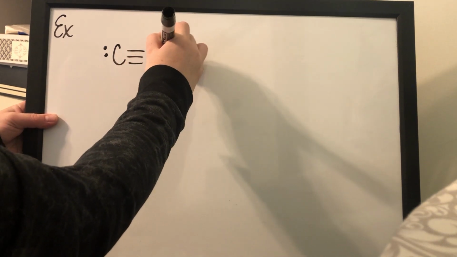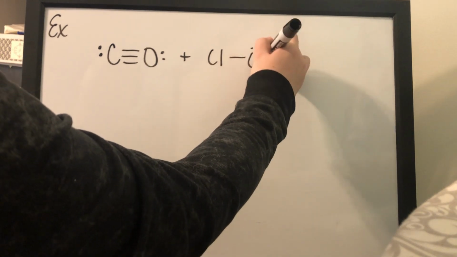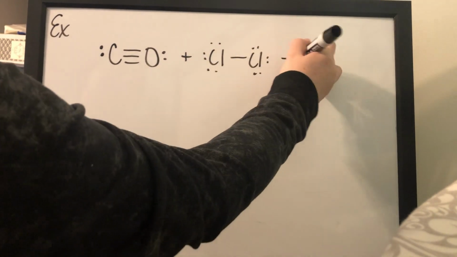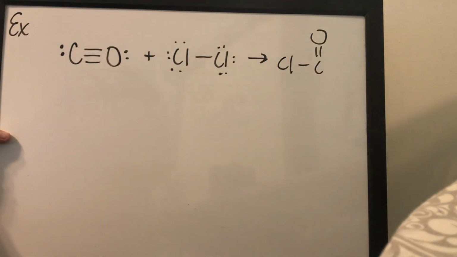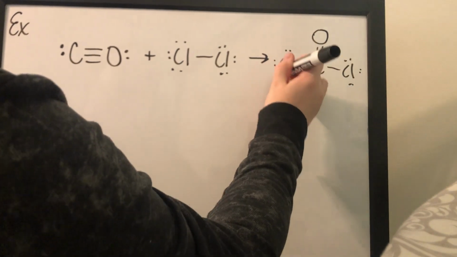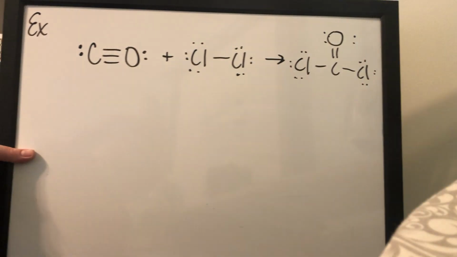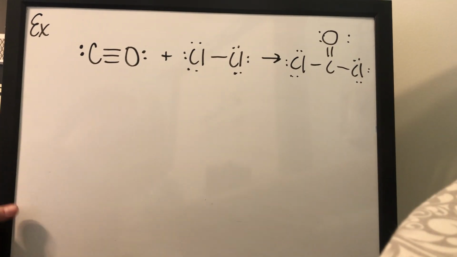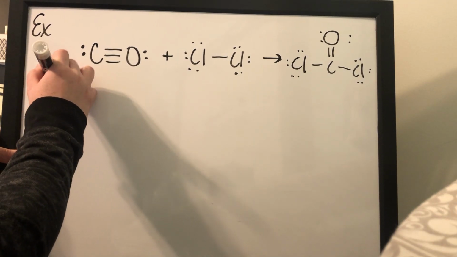So here's my example. We have CO, that's carbon monoxide. I'm just going to go ahead and draw Lewis structures for you. Plus Cl2. And making Cl, C, double bonded O, Cl. So I have my reaction drawn. Remember, you can't do this unless you have Lewis structures. So this one's nice to you because they gave you the Lewis structures.